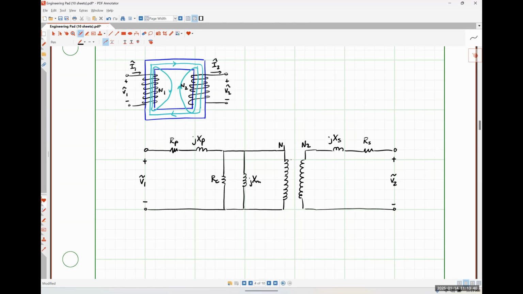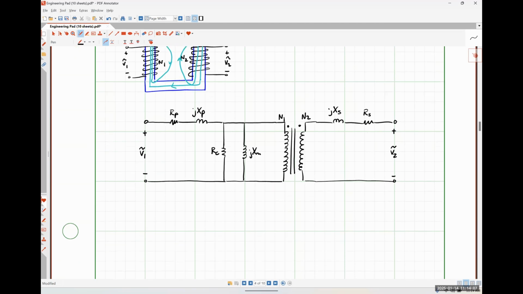Here's N1, N2, my lines. And here's my dots. So this is our practical transformer model. Okay. I'm going to redraw it. Actually, I'm not going to redraw it. We'll talk about it in just a second here. I'm going to wind up redrawing it, but I'm not going to do it yet.